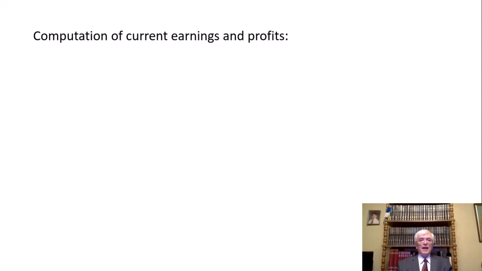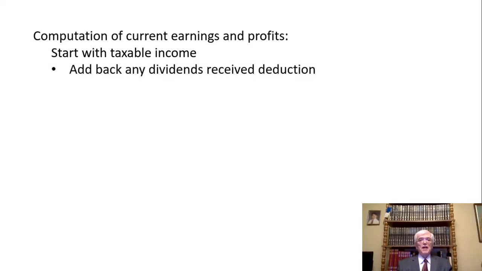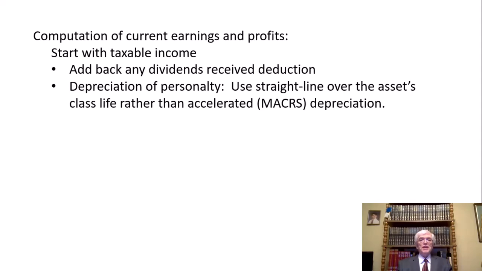To compute current earnings and profits, as I said, we'll start with taxable income, and then we will make adjustments. Here's a list of the most common types of adjustments. It is absolutely not an exhaustive list, but we will add back any dividends received deduction. So earnings and profits includes all dividends received. We're not going to subtract any of them out. Depreciation of personalty. MACRS accelerated depreciation is what we use for taxable income, but we're going to use straight line over the asset's class life rather than accelerated depreciation over the shorter MACRS life.